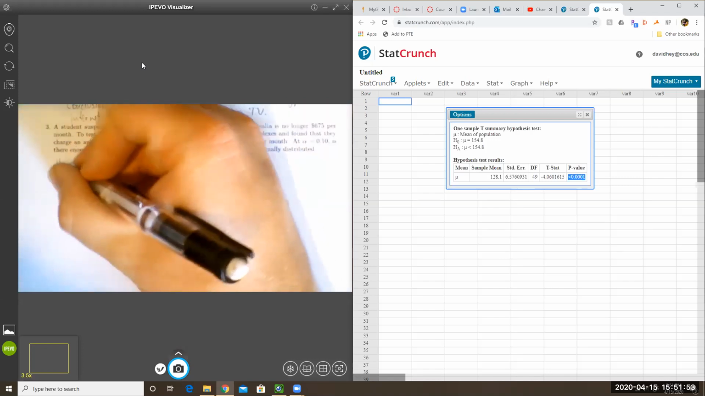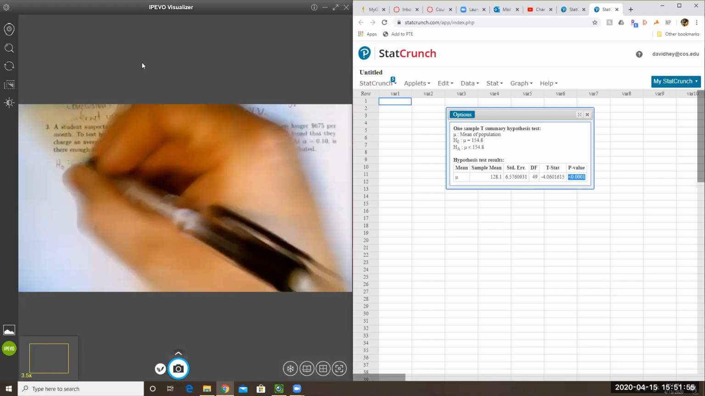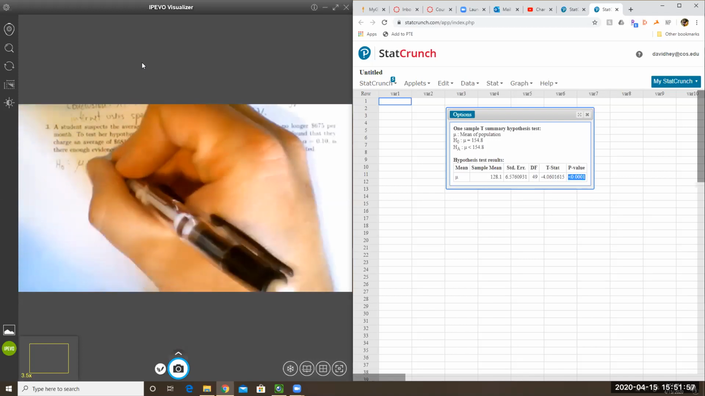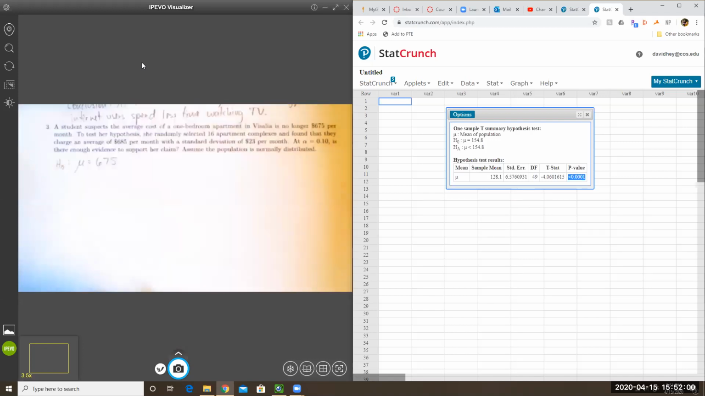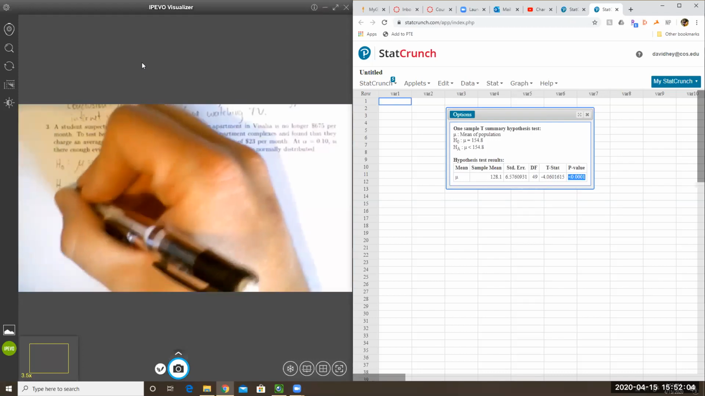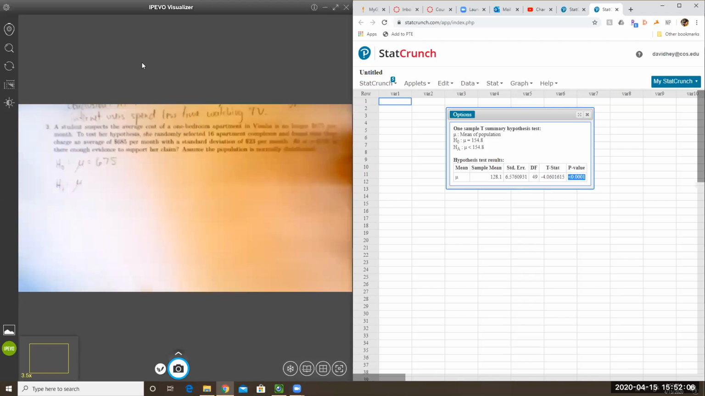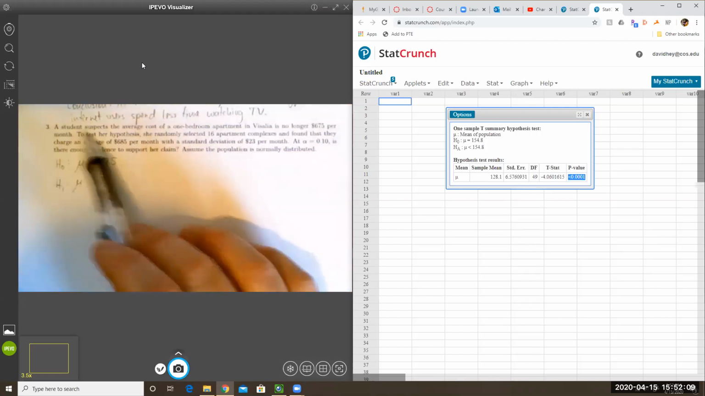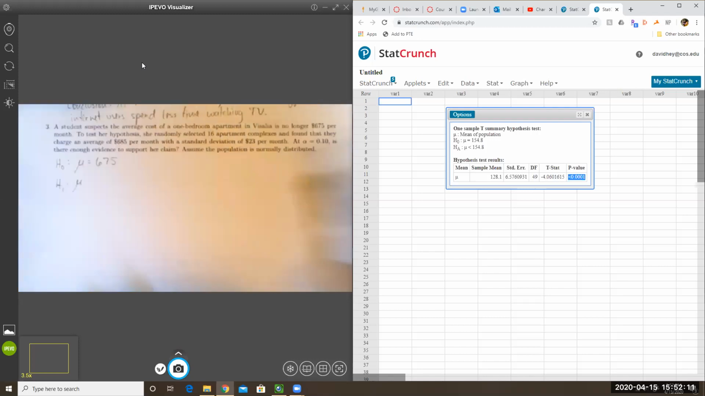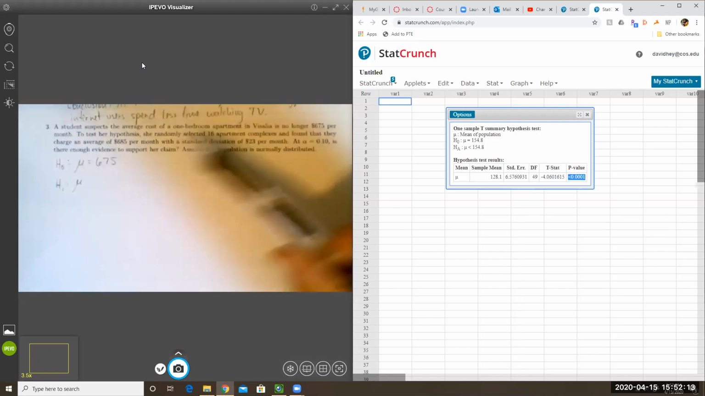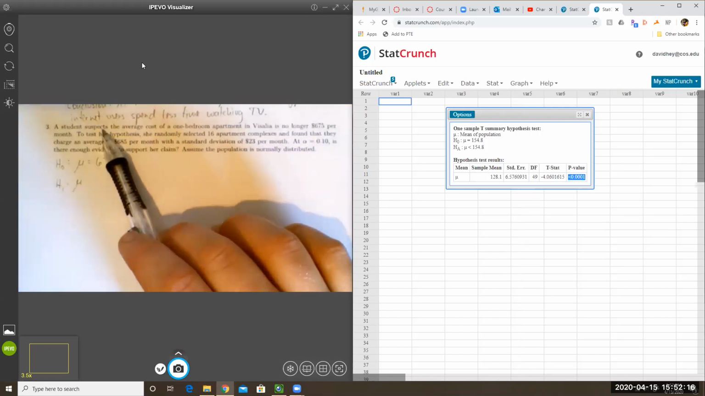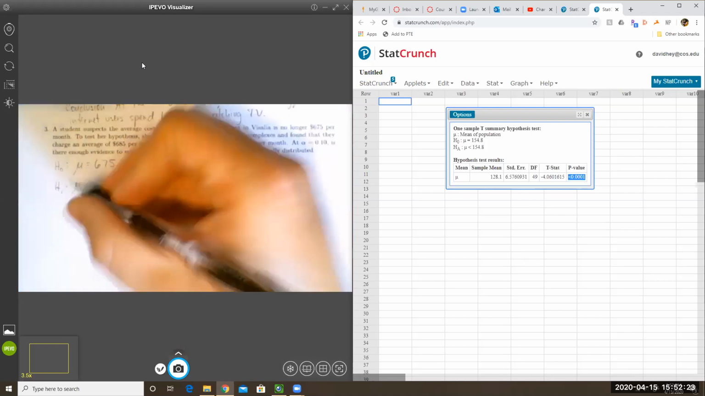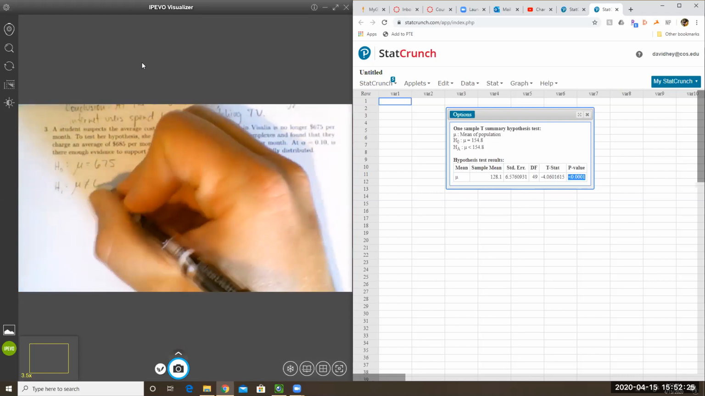We're going to state our hypotheses. The null hypothesis is that the average price has not changed. Okay, it's still $675 just like it always has been. The alternative, well, it says the student suspects that the average cost is no longer $675. It doesn't say that she suspects that it's greater than that. It doesn't say that she suspects that it's less than that. It just says that she suspects that it's different than that. So we're going to run a two-tailed test here.